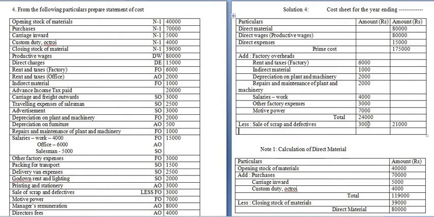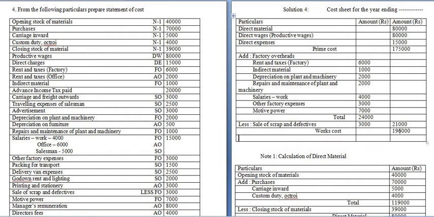Okay, yes. Now this total has to be added to prime cost so that you will get works cost. Okay, and the total is 1,96,000. 1,96,000 is works cost. Okay, now we have to add administrative overheads.